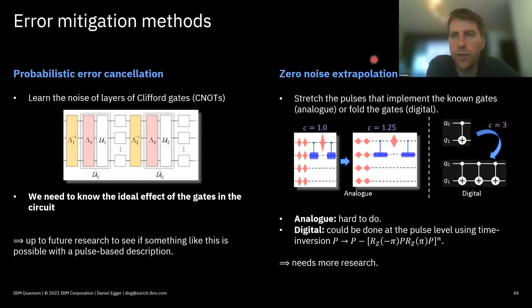The other important error mitigation method is zero noise extrapolation. There's two ways of doing it. Either you stretch the pulses, and this requires that you also know what is the gate that you want to implement, or you can fold the pulses as shown here. So for instance, a C naught can be repeated three times, and logically it's still equivalent to one C naught. And this is a way of implementing the noise. We haven't tried implementing this in the pulse-based VQE, but one way that you could implement the digital version is by repeating a pulse several times, but changing its amplitude by a phase of pi. And this would effectively allow us to implement the digital scheme. And this is something that would need, I would say, a little bit more research.